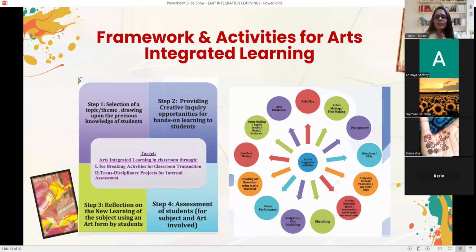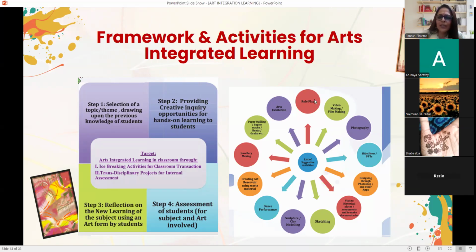By looking at their journals, their projects, their sketchbooks, etc. So it can be used as an ice-breaking activity for classroom transaction, or it can be used as a transdisciplinary project for internal assessment. For example, in science, we can use it along with a diagram or working model. In social science, again, theater can be combined with the subject.